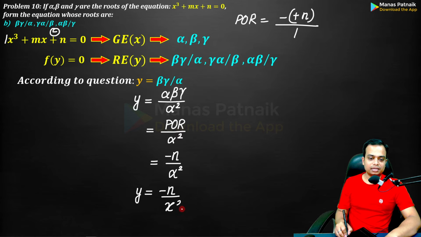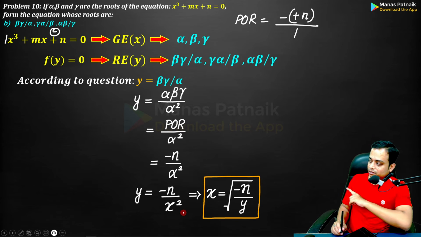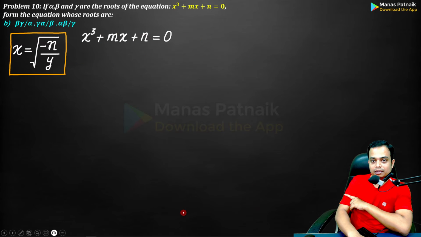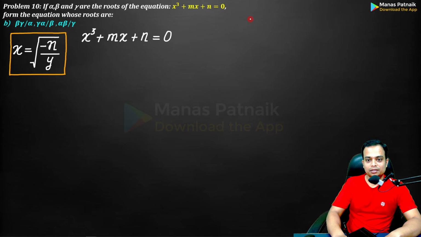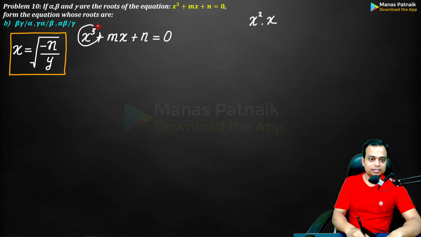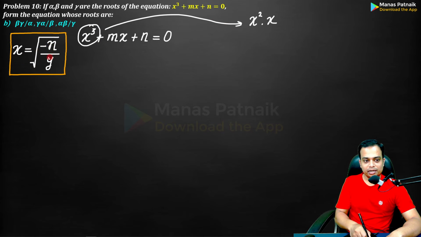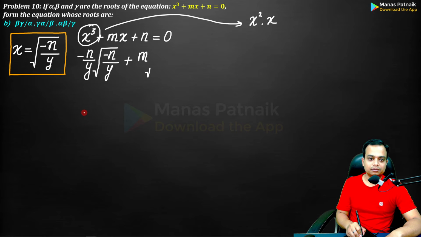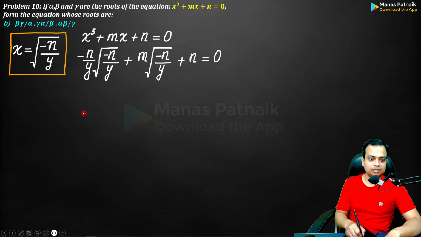Y is equal to minus n over x square. X is equal to under root of minus n over y, and this is the transformation which is required in the next slide. What we'll do is, watch, x square into x. This is x, by the way. So x cube can essentially be written as x square into x. X square is nothing but minus n by y. Okay, you can understand this very easily.